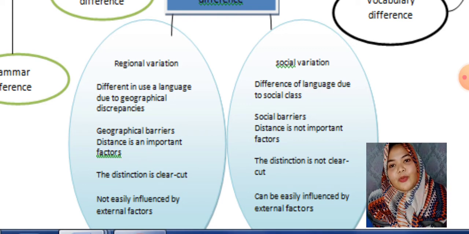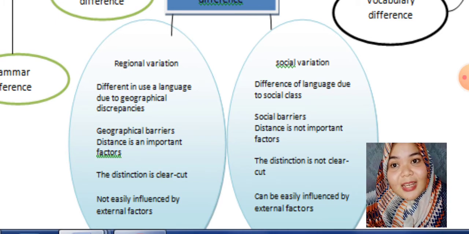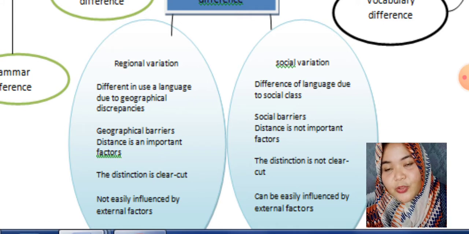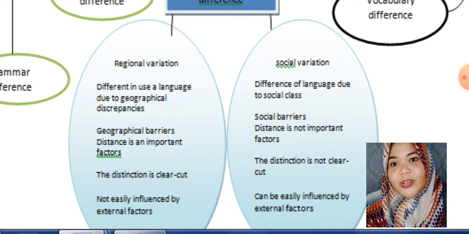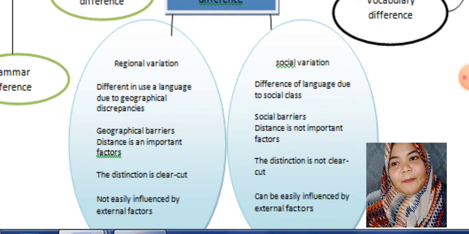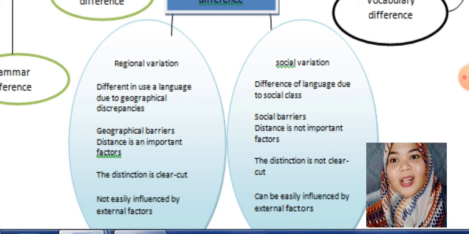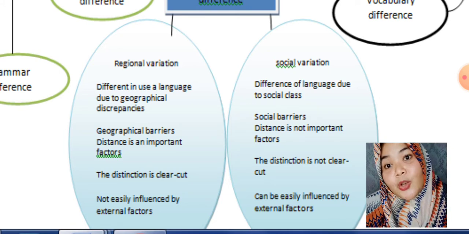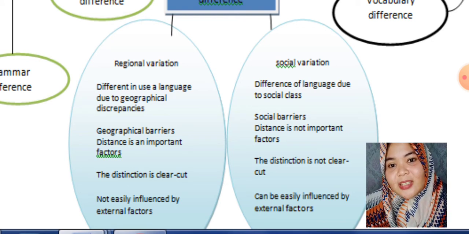And the social variation is a different language that happens because of a social class, a social aspect, not a geographical or regional aspect. The social barriers, of course, are the most important, while the distance is not too important for the social variation. And the distinction is not clear cut, and it can be influenced by external factors.